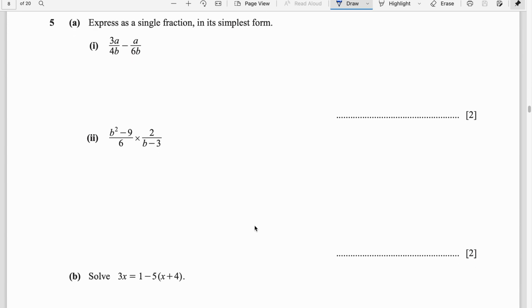Question number 5. Express as a single fraction in its simplest form. So LCM for 4 and 6 is 12. For b and b is b. 12b divided by 4b is 3. 3 into 3a is 9a. Minus 12b divided by 6b is 2. 2 into a is 2a. That is 7a by 12b.